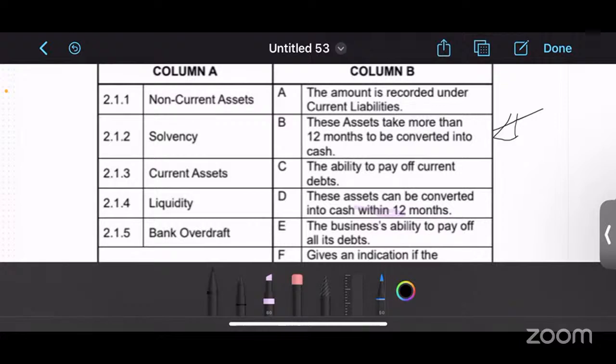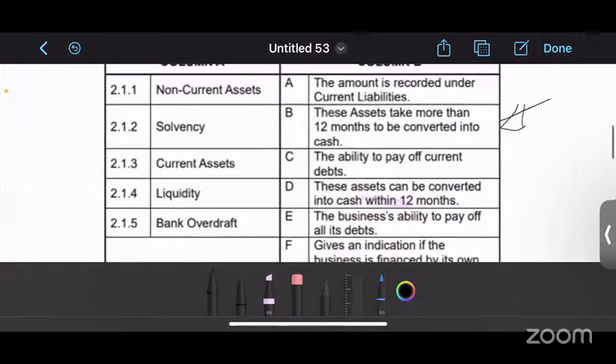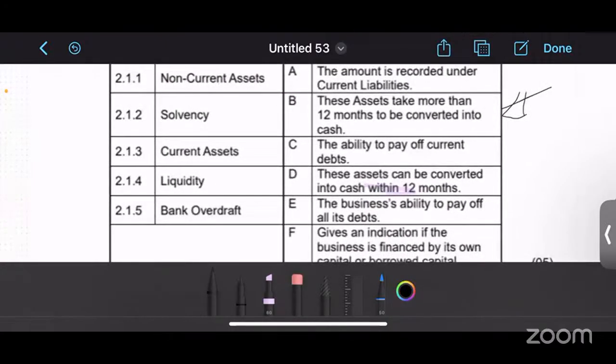Okay. And now let's go to 2.1.2, solvency. Which is going to be the correct term for solvency? Is it A, B, C, D, E, F? C. And why are you saying C?